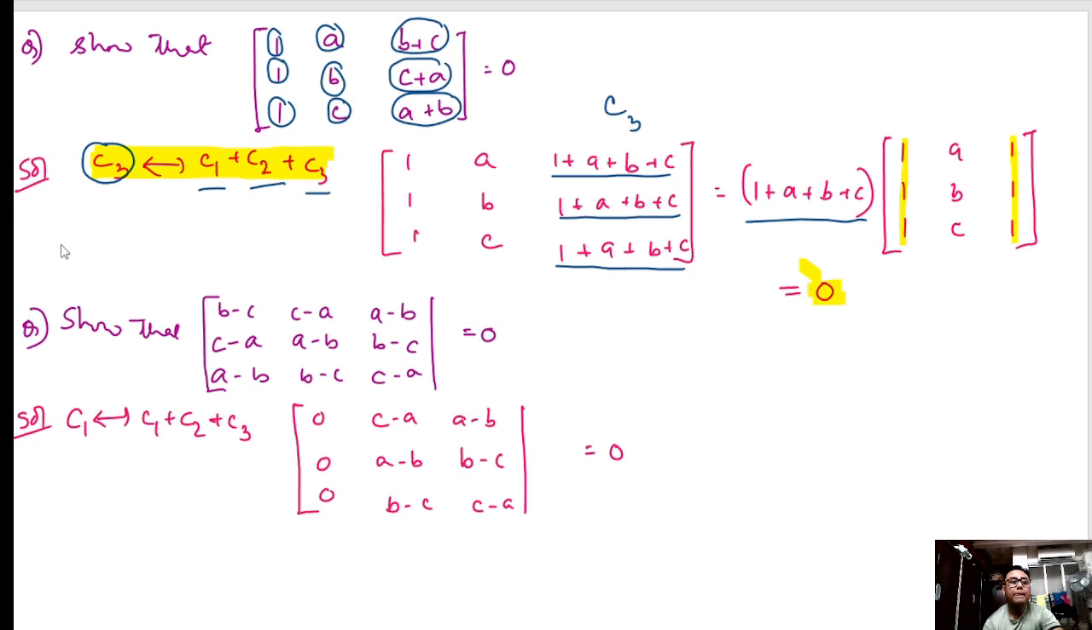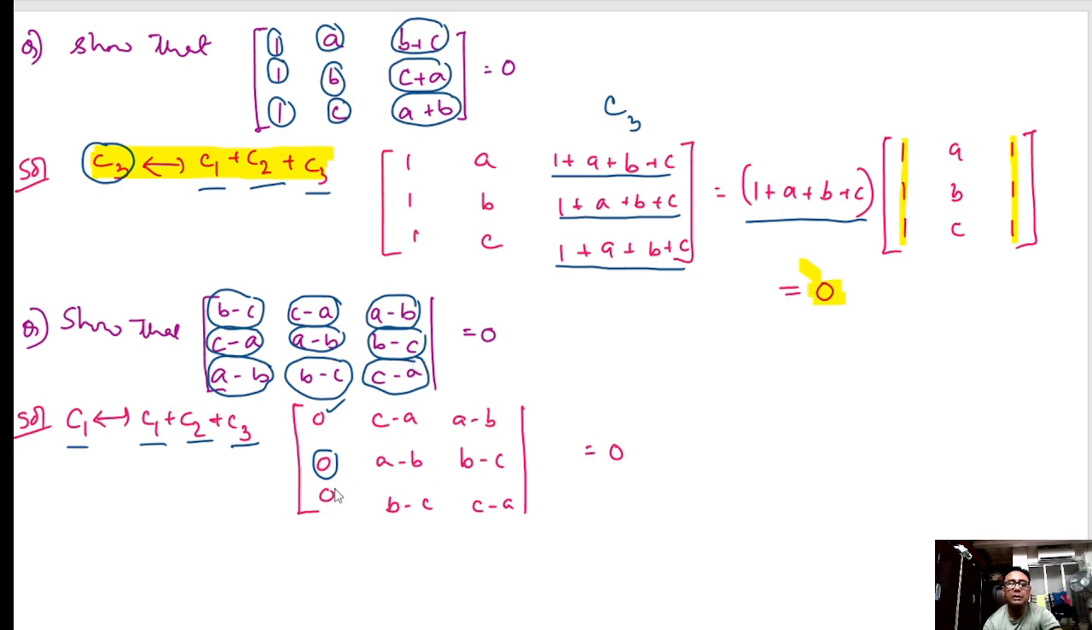So let's see. Show that this is 0. Again what we are doing, we are adding C1 plus C2 plus C3 and putting it in C1. So here we are adding this plus this plus this, putting it in C1, and we get 0. Similarly, adding this plus this plus this, we are getting 0. Similarly, we are adding this plus this plus this and putting it in the first column. So in the first column, see what we are getting.